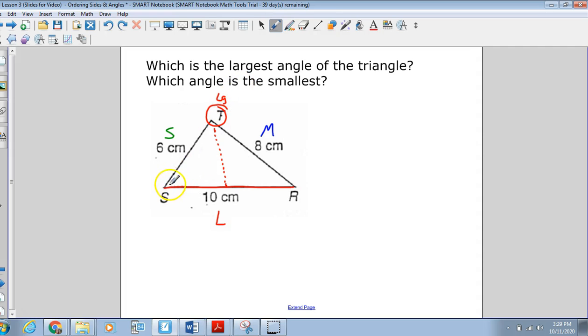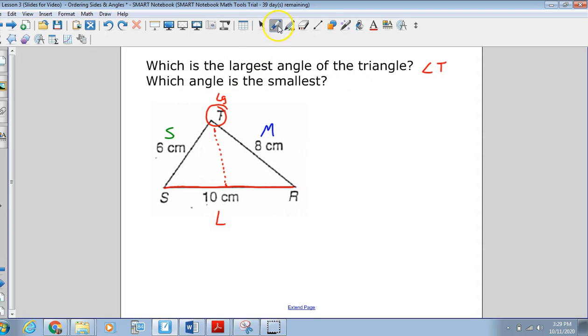And the angle that's across from it, or opposite, is one that does not touch this side right over here. It could not be angle S and could not be angle R because those two angles include this side as part of it. The one that does not include anything to do with this side is the one that's opposite. So the largest angle is angle T.